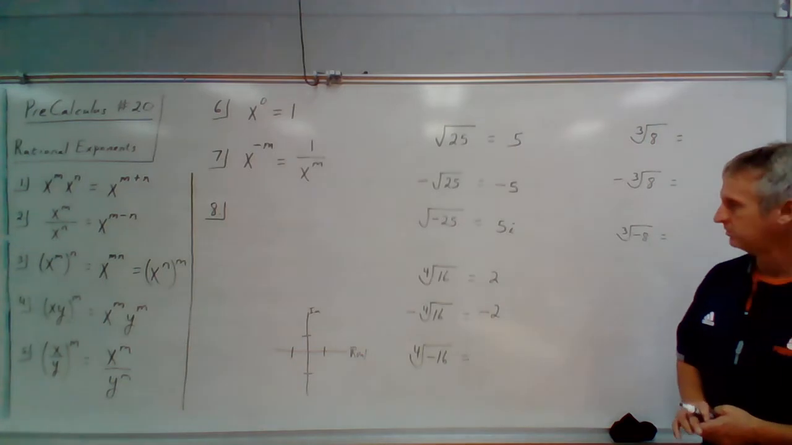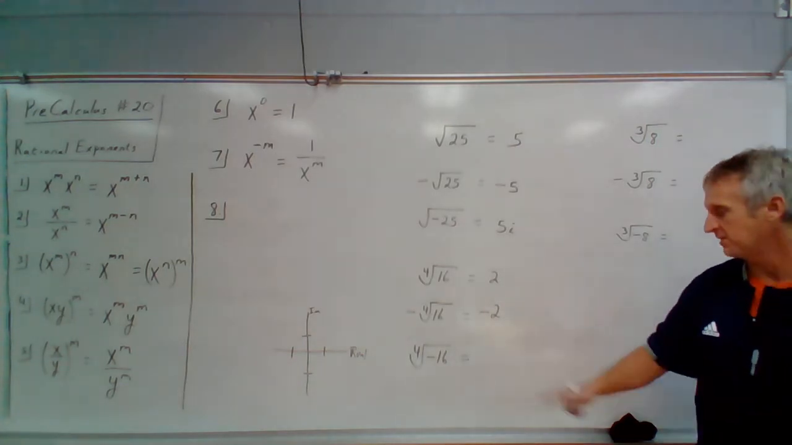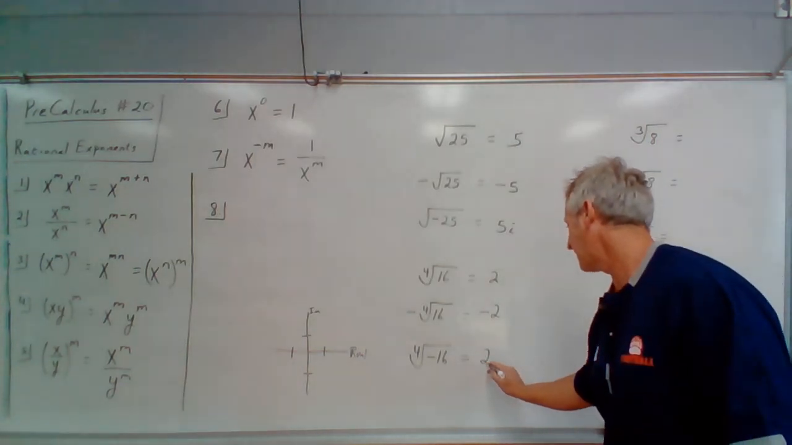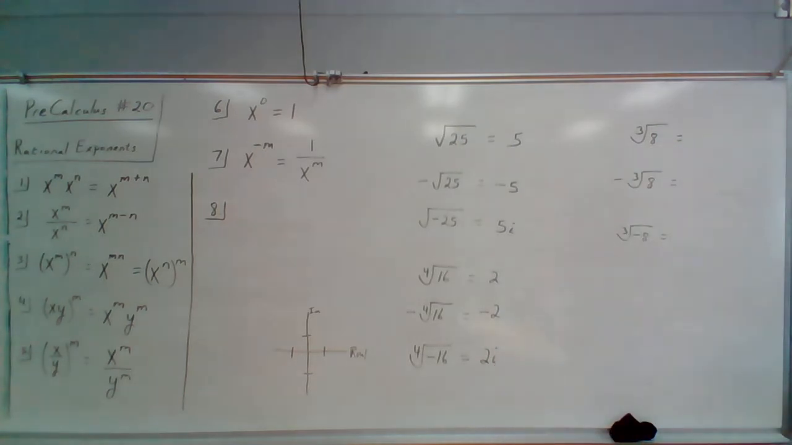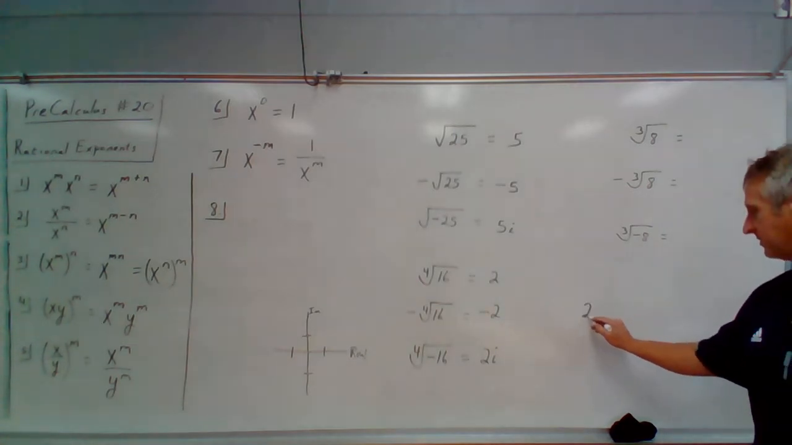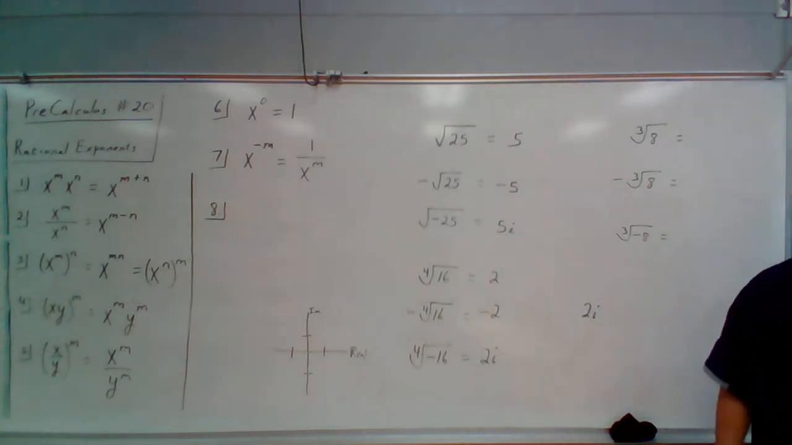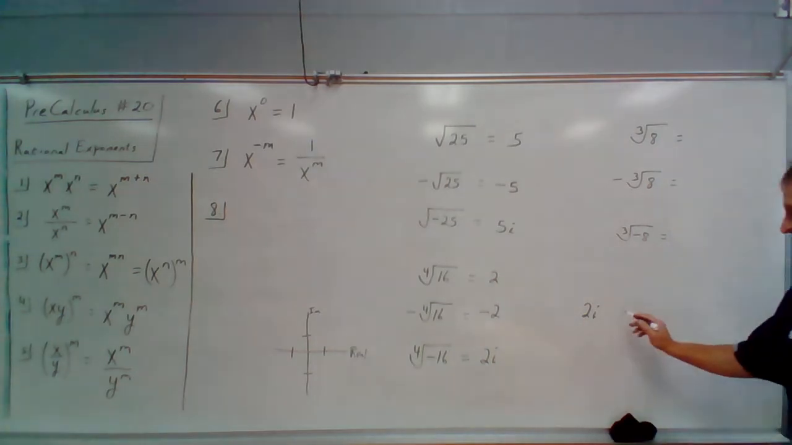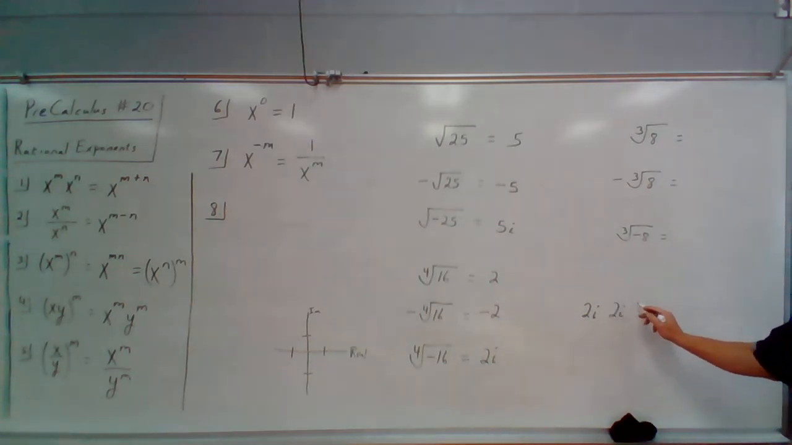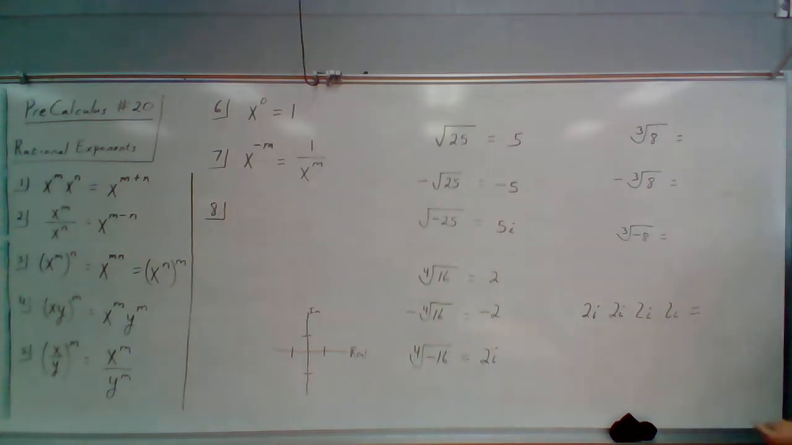All right, so maybe you think it's just like up here. Maybe this is 2i. Okay, that seems to make sense. It's an imaginary number, so maybe it's 2i. Let's check that and see. So if the fourth root of negative 16 is 2i, then 2i times 2i times 2i times 2i should be equal to negative 16. Let's see what it's equal to.